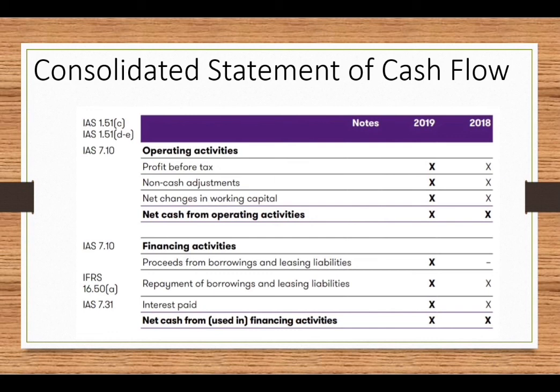Alright, so this is operating activities, and non-cash adjustment. So basically repayment of borrowing. Okay, so mentioned here is the repayment of borrowing and lease liability, which is related to our leases and interest. Just IFRS 16, repayment of borrowing and lease liability.